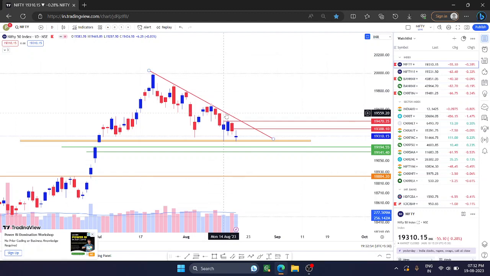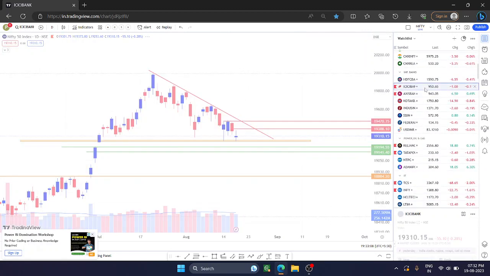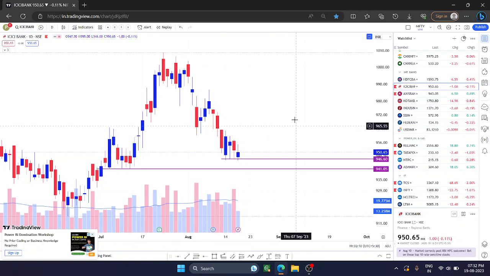Say this trend line also in daily time frame will work as a very good resistance area. So first, let the market say what it wants to do, and then we will act accordingly. Okay guys, so that's all for Nifty Bank, Nifty and Nifty Finance. I have a few stocks to watch very carefully.